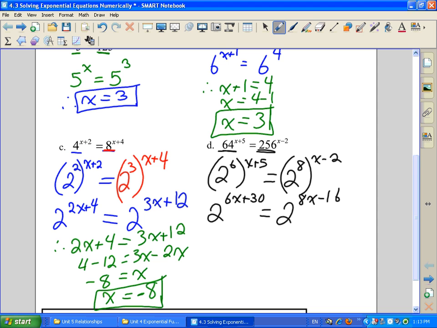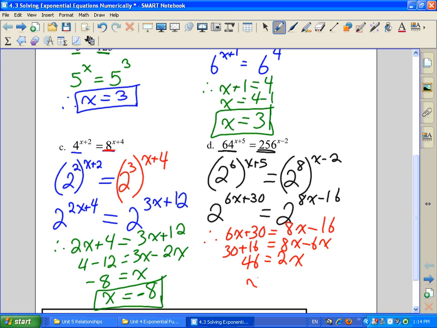And again, once your base is the same, therefore, for left side equals right side, your exponents have to be the same. Okay, so let's simplify this through. We're going to have 8x minus 6x equals 30 plus 16. So we end up with 46 equals 2x. Divide each side by 2. So x equals 23.